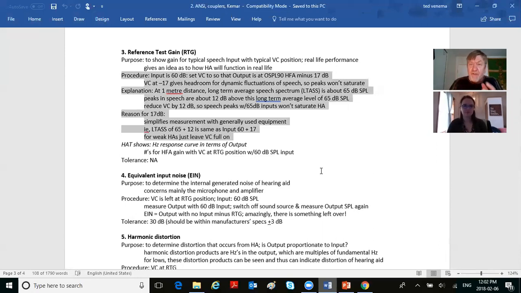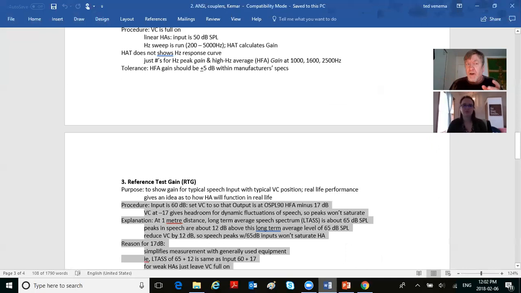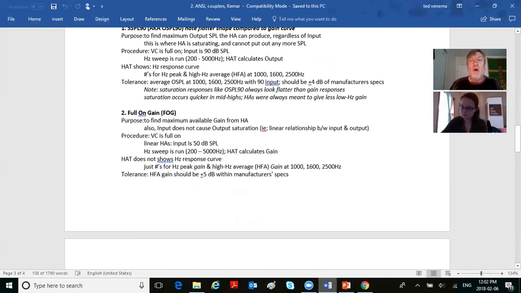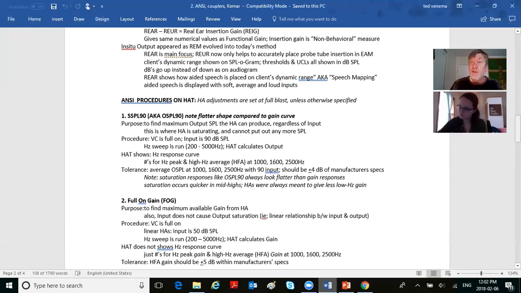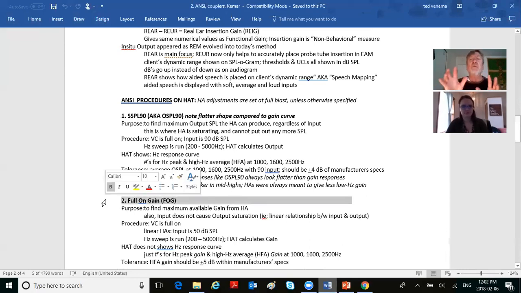So can you see the flow so far? Look at the flow, okay, from output. I'll scroll up to number 1 here. OSPL 90, pedal to the metal, maximum output. Then full-on gain. Oh, let's reduce the input to be more like speech. And let's focus on the gain here. Look at what the maximum gain is. And then step number 3.